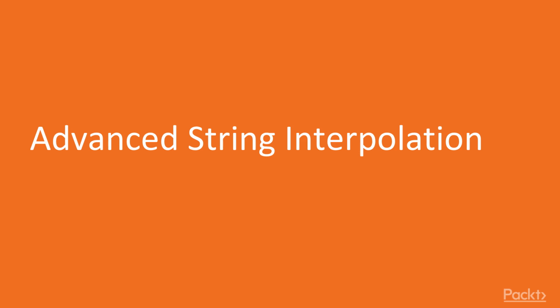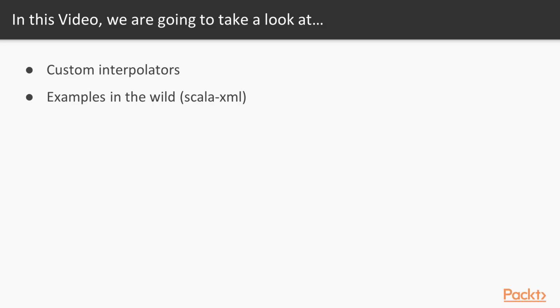Let's start with advanced string interpolation. First, we'll talk about custom interpolators in general, and devise a somewhat complicated one of our own, and then we'll talk about some examples in the wild, and in particular how we can use interpolators with Scala XML. Let's get started.